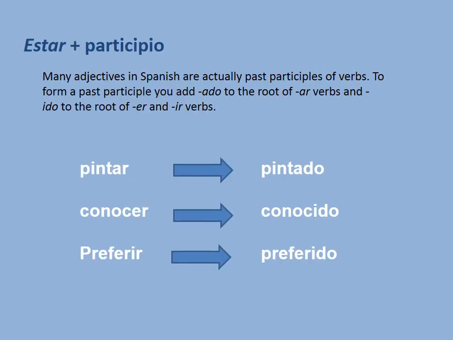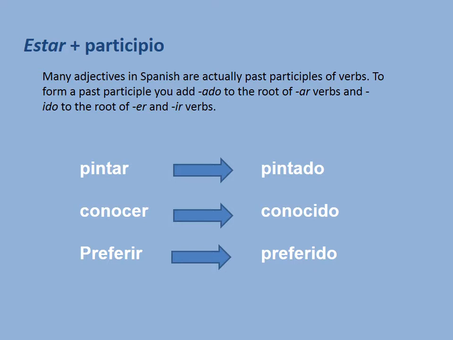So we're going to be talking first about how to use past participles as adjectives. When you have the verb estar, a lot of times you're going to use the past participle to be an adjective. And we already have quite a few of these that we've just known forever as adjectives and didn't really realize that they were the past participle of a verb.